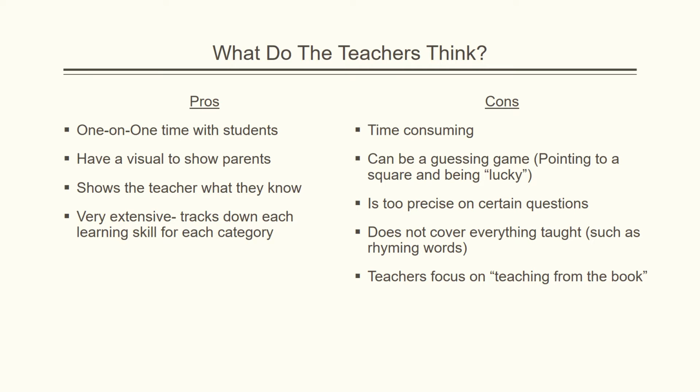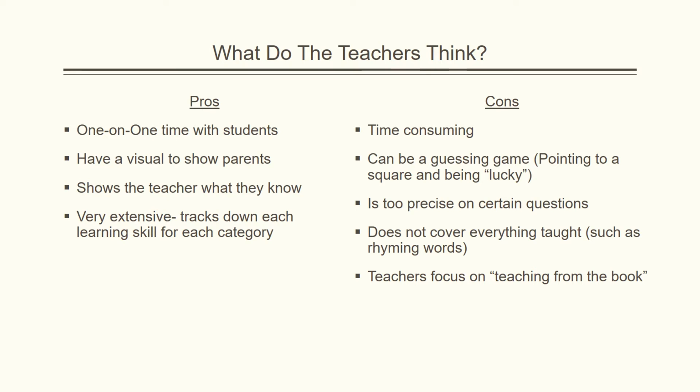Some of their cons include being time consuming. One child can take up to 15 minutes to do a booklet. They can be guessing on the questions. For instance, if you know for a fact Johnny does not know what B looks like, and the question is, which one is the letter B, Johnny may just guess. He does have a 1 out of 4 chance of getting it correct.